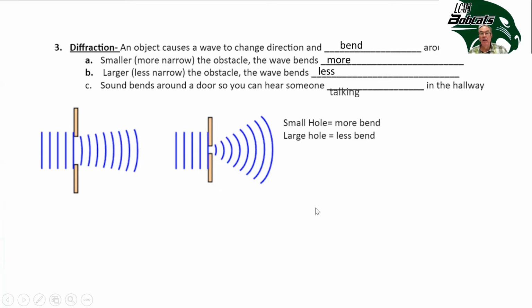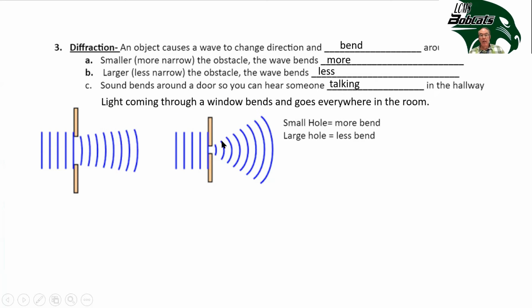Okay, and sound bends around a door, so you can hear somebody. This is a good example of somebody talking in the hallway. So if you're talking in this room, the sound goes out the door like this. It bends. Okay, it begins to bend around. Like coming through a window, it bends and goes everywhere in the room. Think about it. When you have the window open, it doesn't come through like a laser beam, just a beam of light. It comes through the window and then it bends and it spreads out, or diffracts, all through the room. There's a little clip here on wave diffraction that we're going to take a look at.